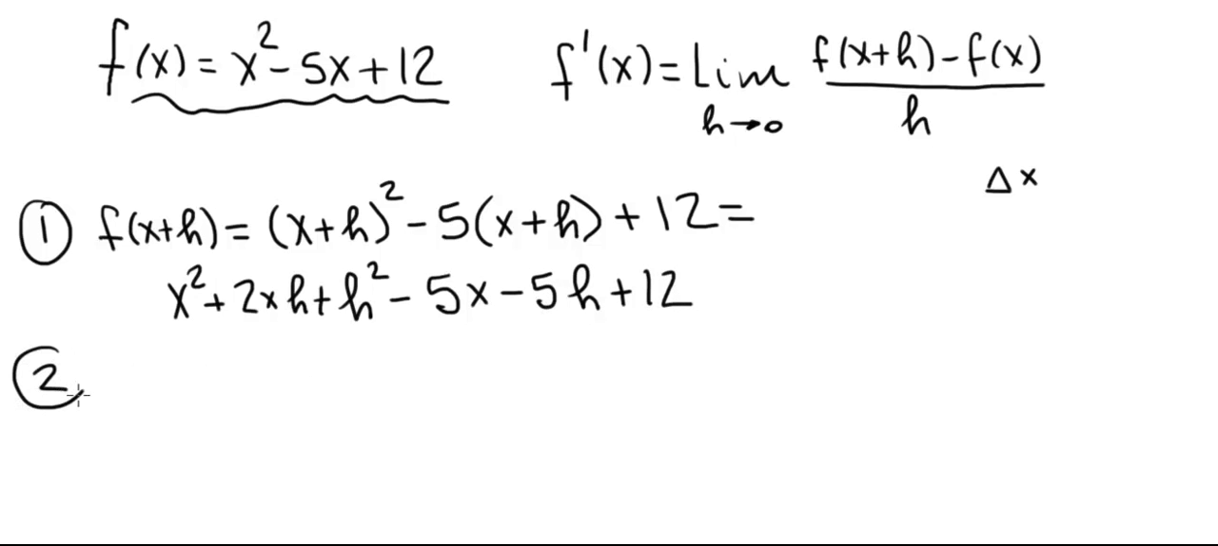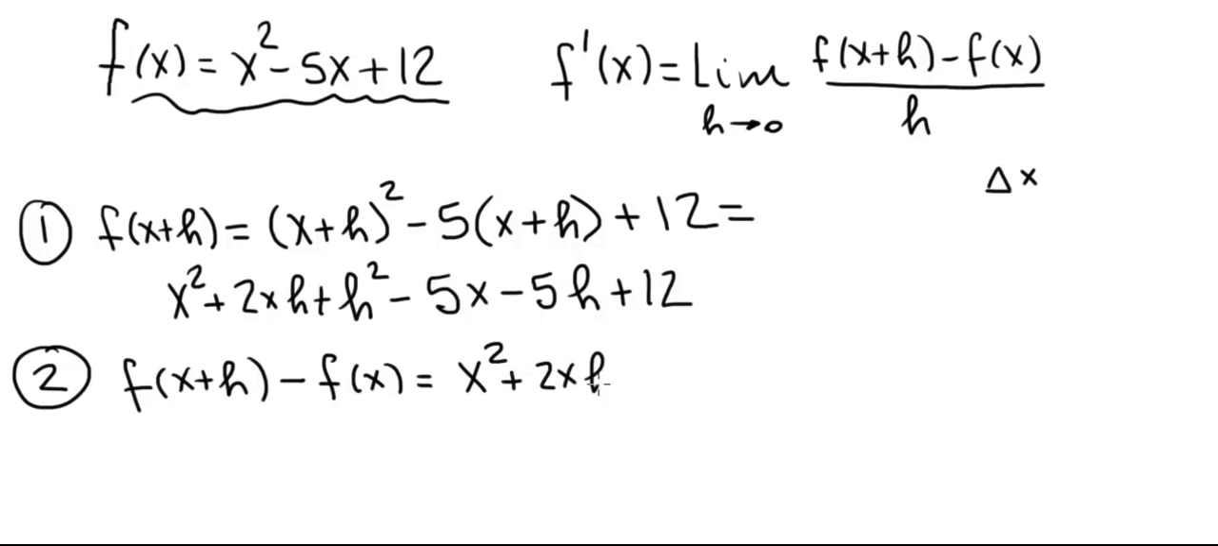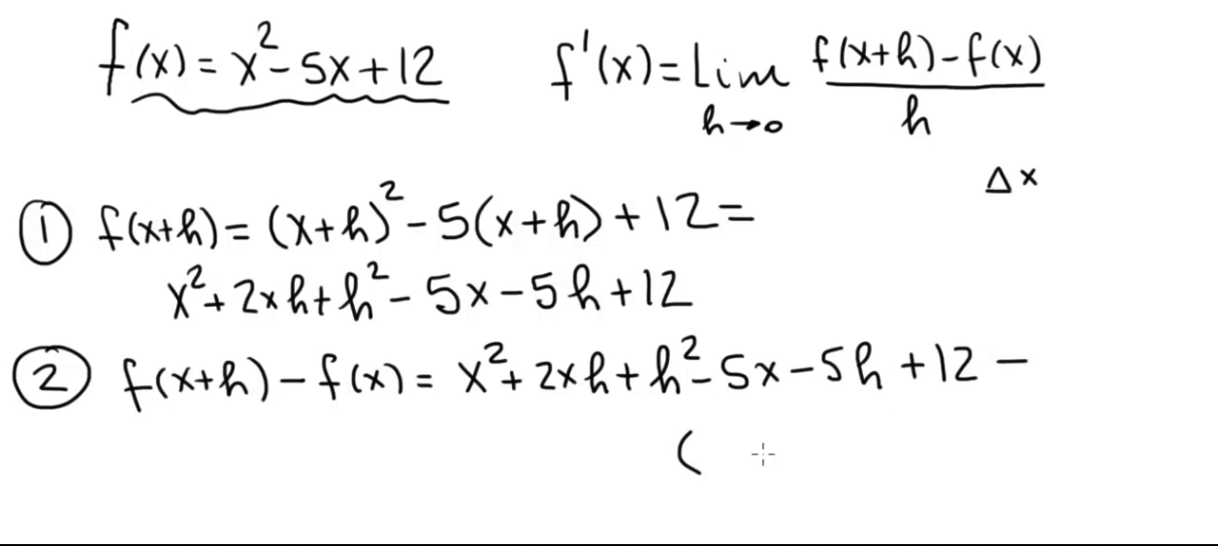Step number 2, we're going to compute f of x plus h, that's what we did in step 1, but subtract from it f of x. So bring in f of x plus h, x squared plus 2xh plus h squared minus 5x minus 5h plus 12, minus, in parentheses, f of x, which is x squared minus 5x plus 12.